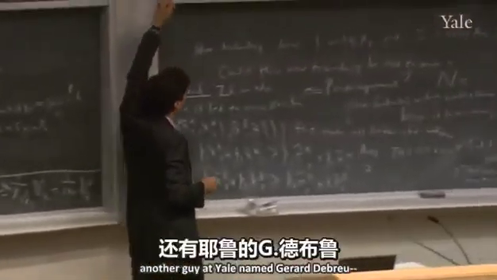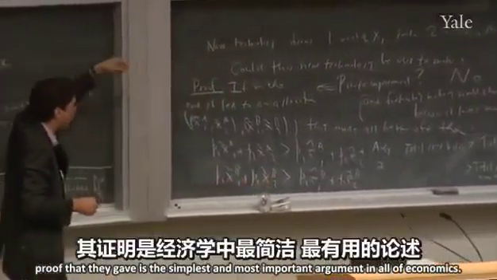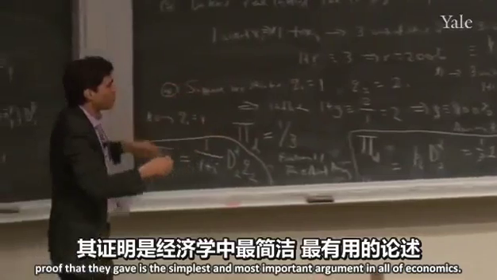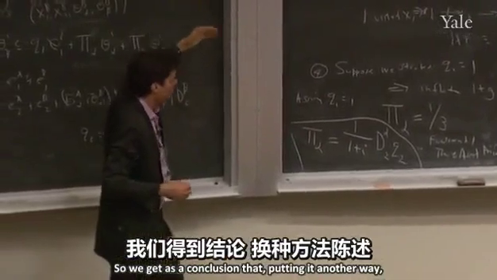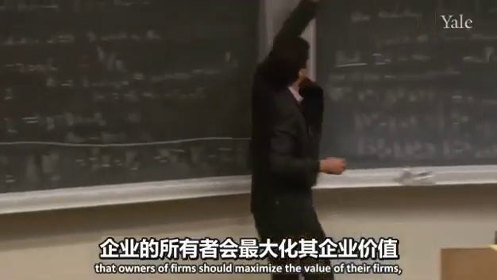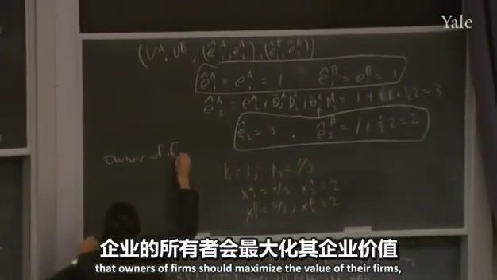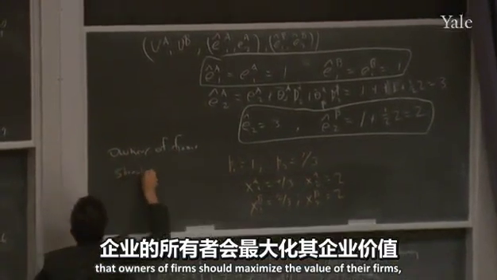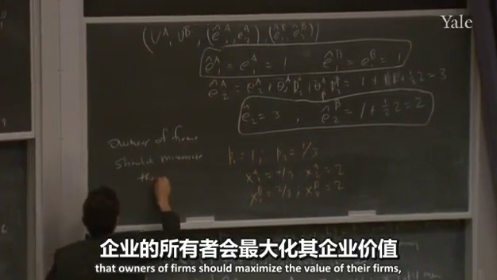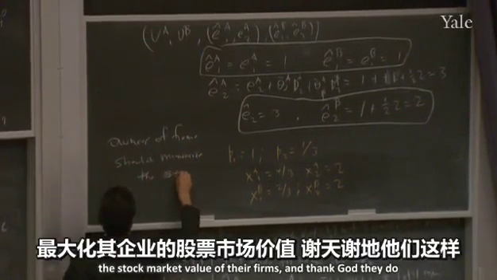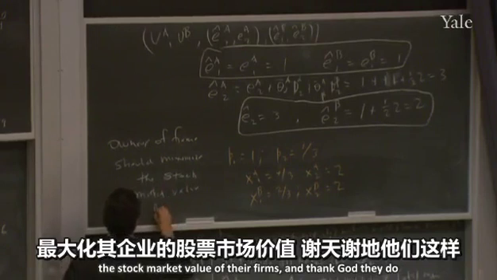That simple argument, which, as I said, my advisor, Ken Arrow, and another guy at Yale named Gerard Debreu, both of them were working at the Cowles Foundation, which was part of Yale. That proof that they gave is the simplest and most important argument in all of economics. So we get as a conclusion, putting it another way, that owners of firms should maximize the value of their firms, the stock market value of their firms.